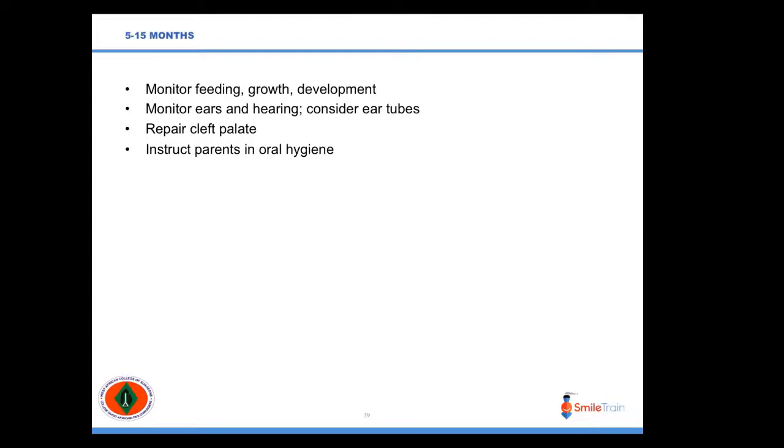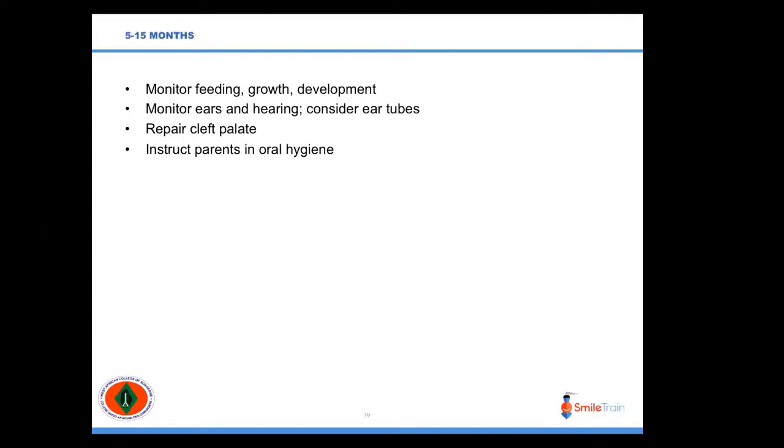At 5 to 15 months, we see that feeding is a key thing, because we need to monitor the growth and development constantly. Because if these things are addressed properly, the growth of these babies is the same as that of others. They don't have an inherent thing that makes them underweight or stunted. It's because of lack of adequate nutrition. So we need to monitor this properly as we continue our treatment.